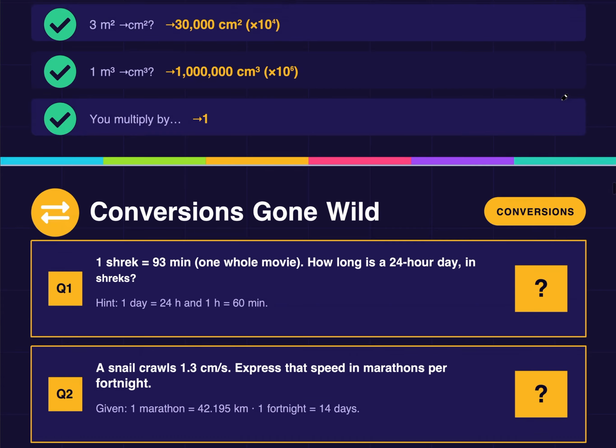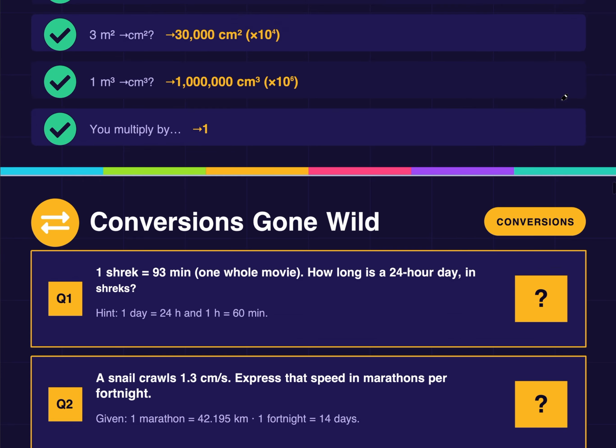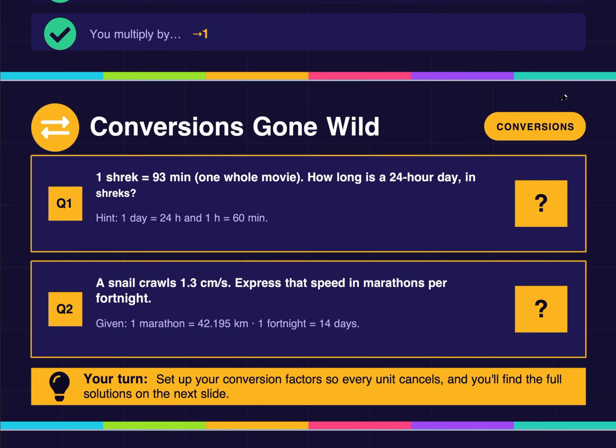A snail crawls 1.3 centimeters per second. Express that speed in marathons per fortnight. Well, that's a bit hard, isn't it? That's a bit out of the blue, a bit random.